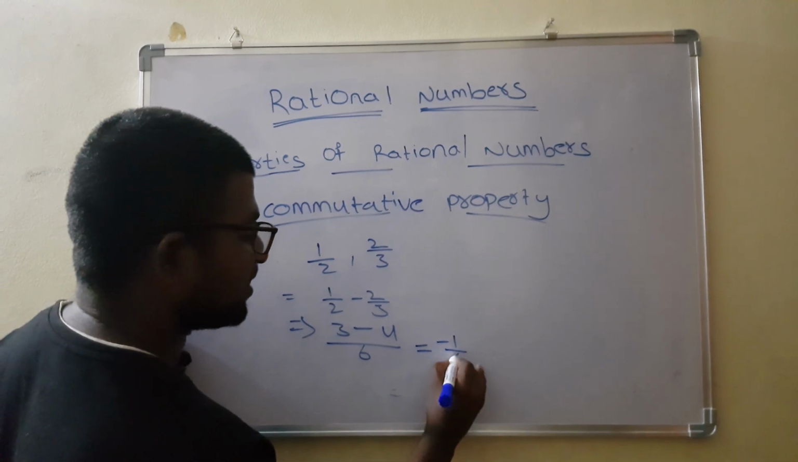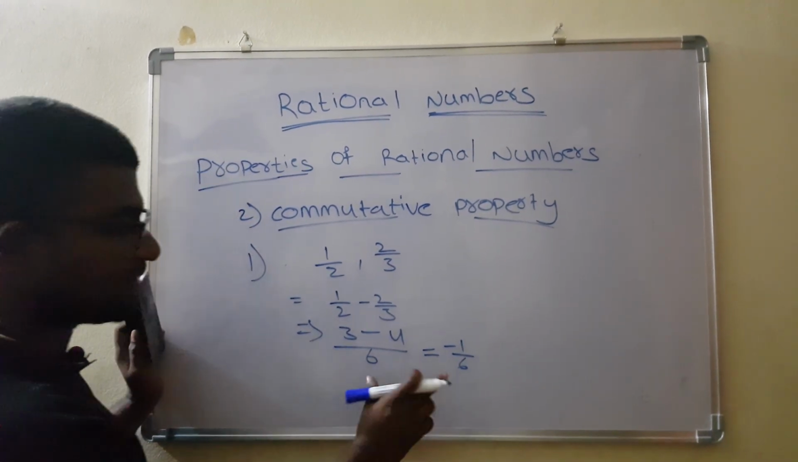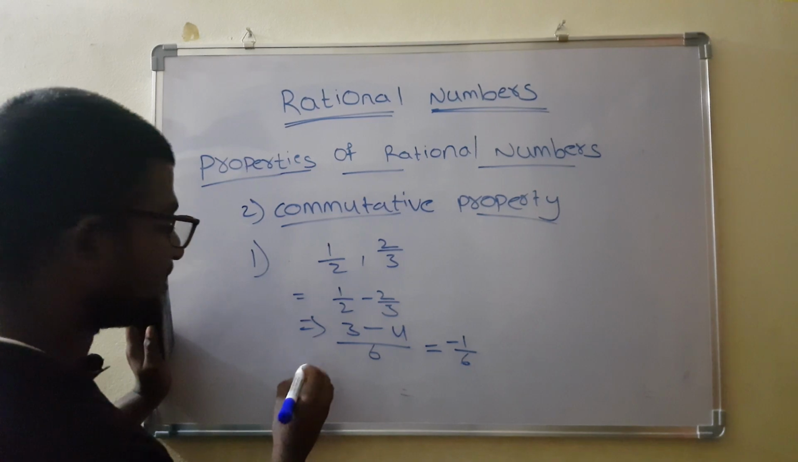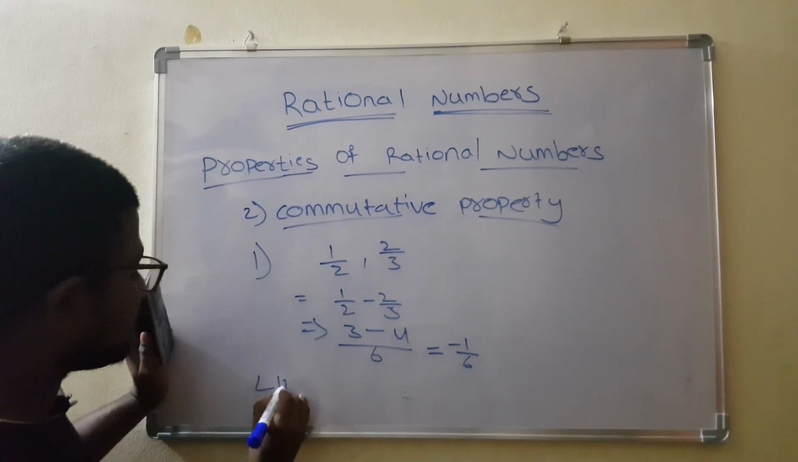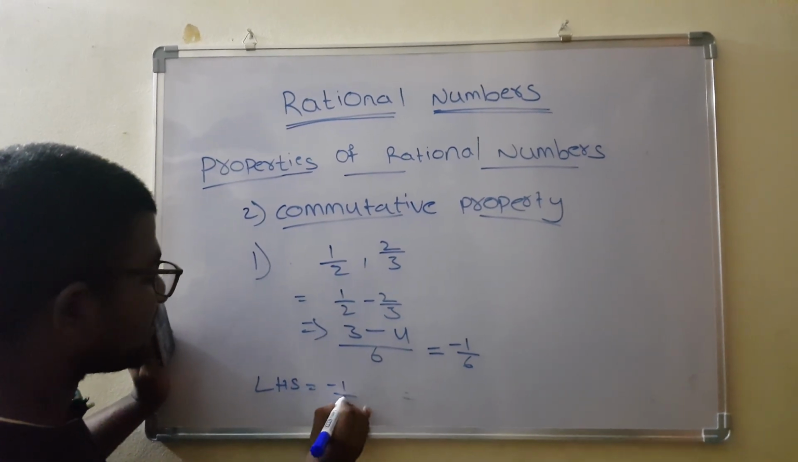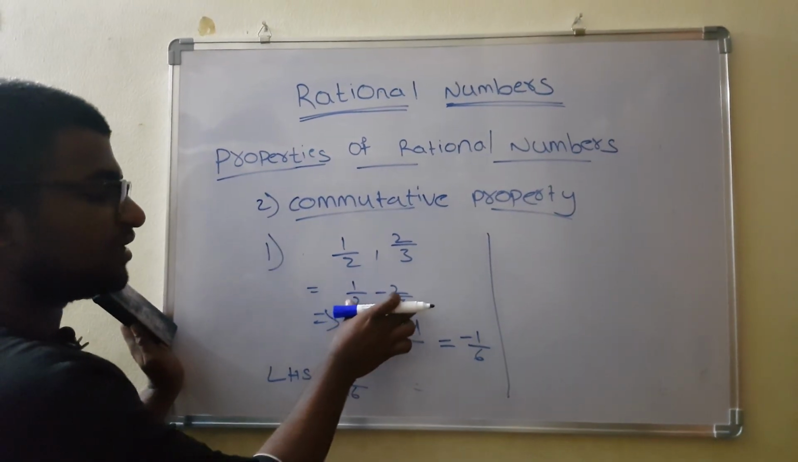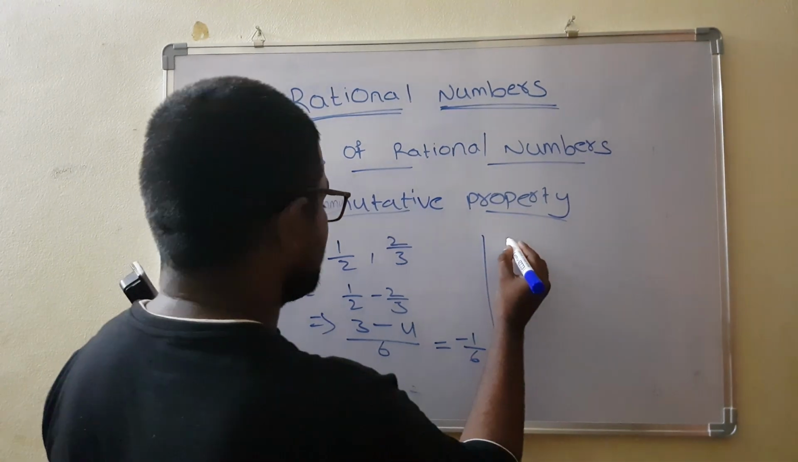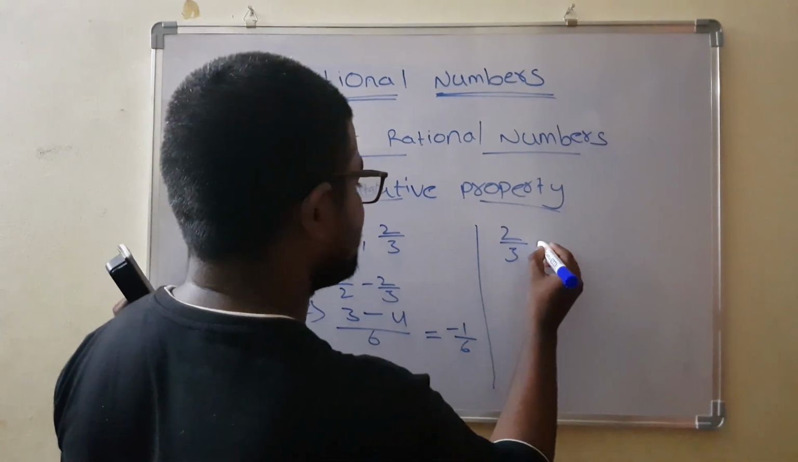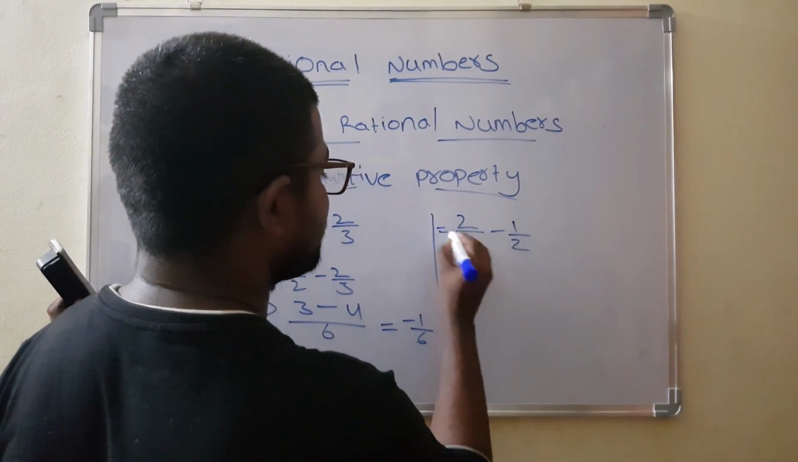Minus 1 by 6. This is the LHS, that is, the left hand side. What is the left hand side? LHS equal to minus 1 by 6. Then by changing the order of these two numbers, what do we do? That is 2 by 3 minus 1 by 2.